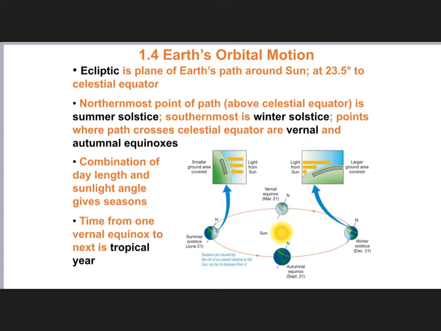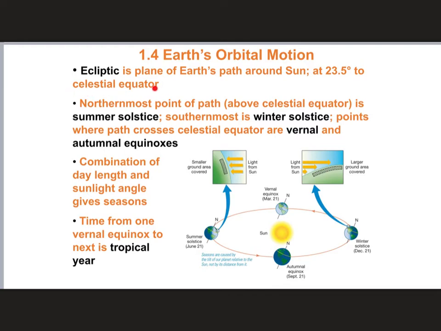So, a couple of definitions here. The ecliptic is the plane of the Earth's path around the sun. All the planets move around the sun in one flat plane. And so the ecliptic is the plane of the Earth's path around the sun, and it's at about a 23.5-degree angle to the celestial equator.